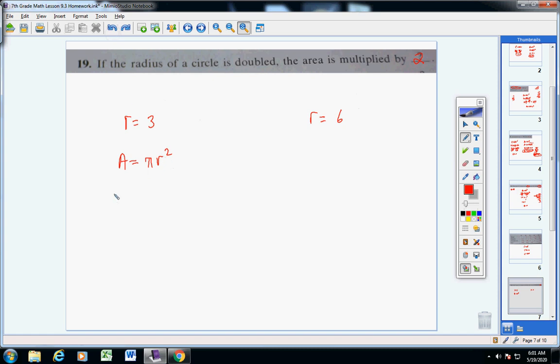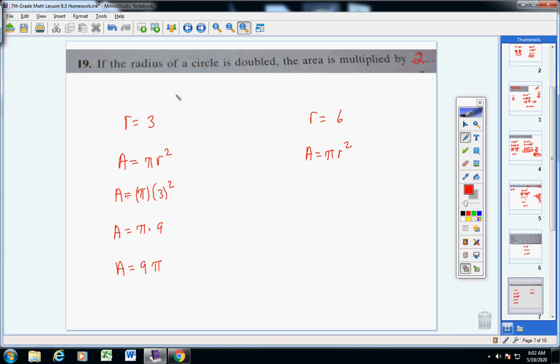Now, for pi, I'm going to go ahead and use 3.14. Actually, let's just leave it pi. It'll be easier. So I'm going to leave it pi, and my radius is 3. Now watch what happens here, guys. 3 times 3 is 9. So I have pi times 9, which is 9 pi. Now, let's come over here, and let's find the area of a circle when the radius is 6.